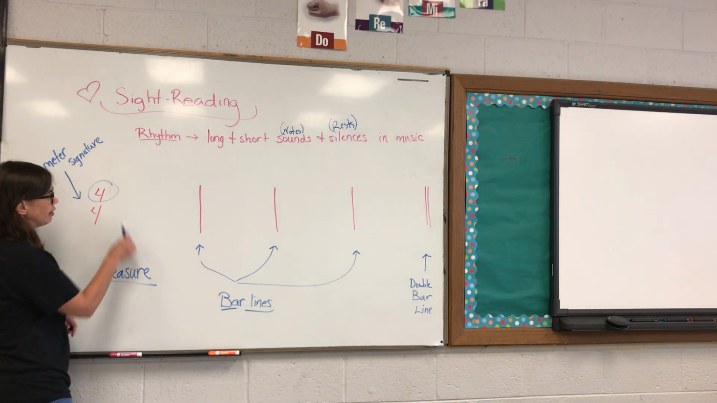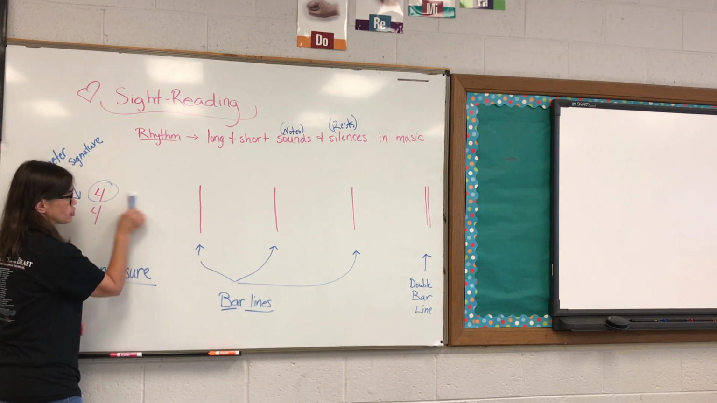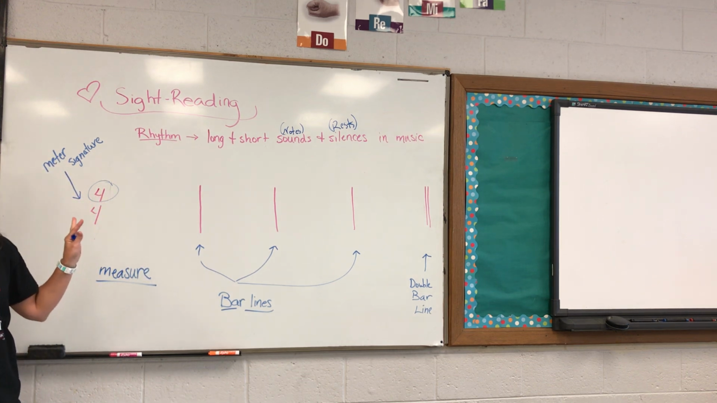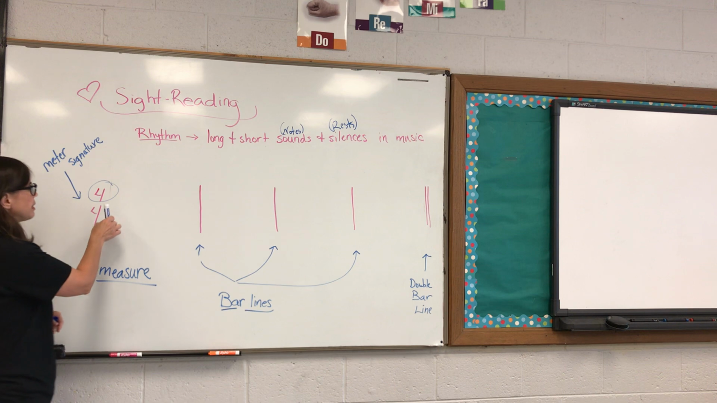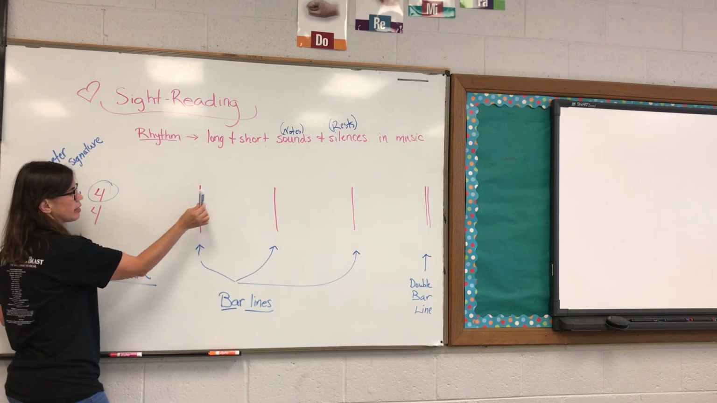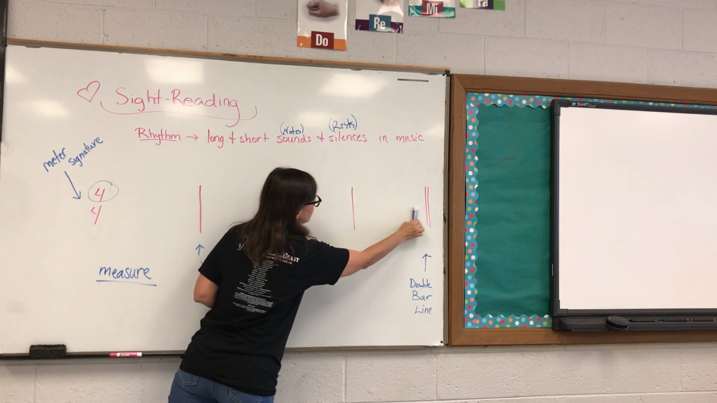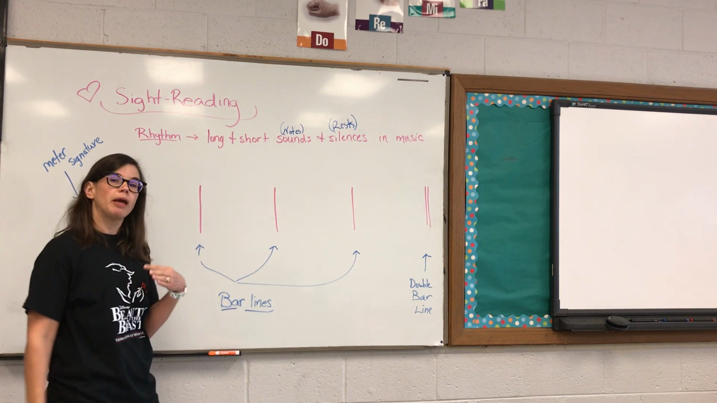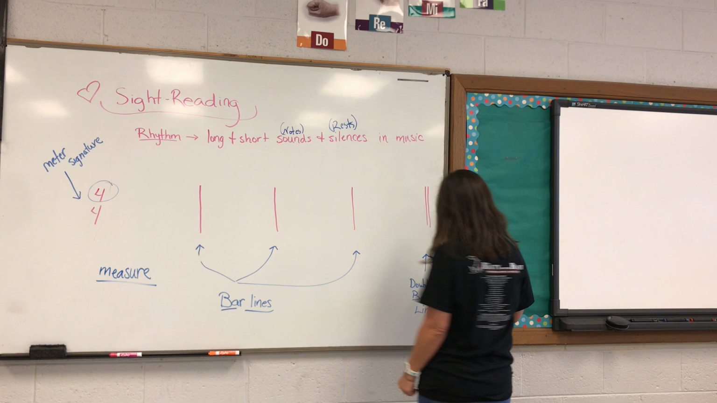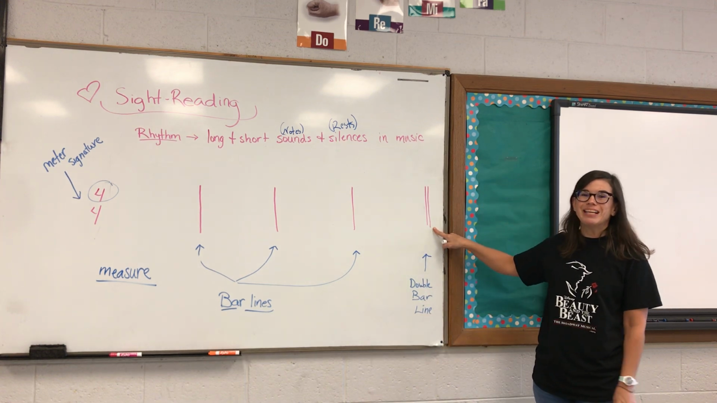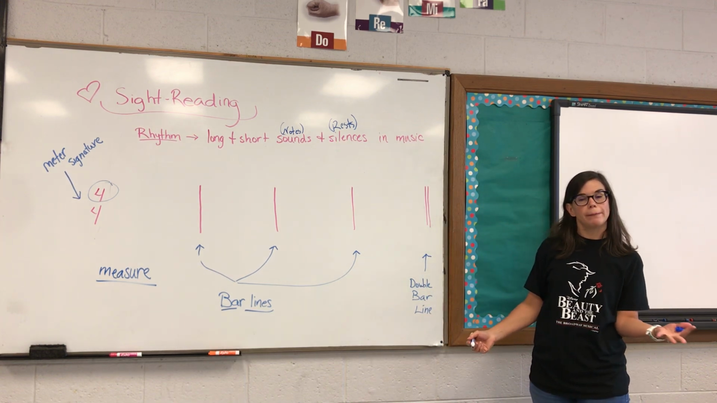So here we have our first measure. Right now I don't have any notes or rests in it. It's blank, okay? But this is my first measure. This would be my second measure. This is my third measure. And this is my fourth measure. Now you may be wondering, if you don't know what a double bar line is, a double bar line means it's the end. It means you stop.